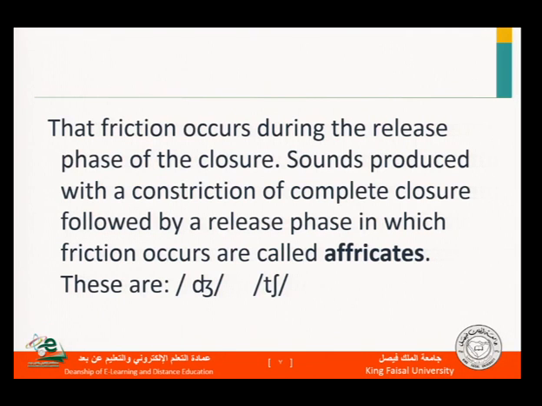And these are 2, cha or ja. The first sound I wrote in the slide is ja, like the word judge. And the second is cha, like the word church. So we have 2 affricates in English, cha or ja. Okay?